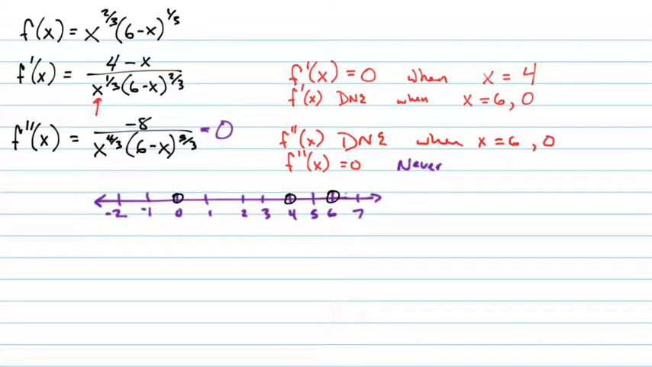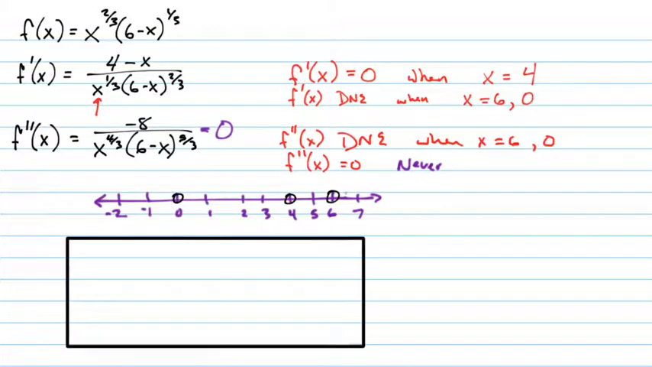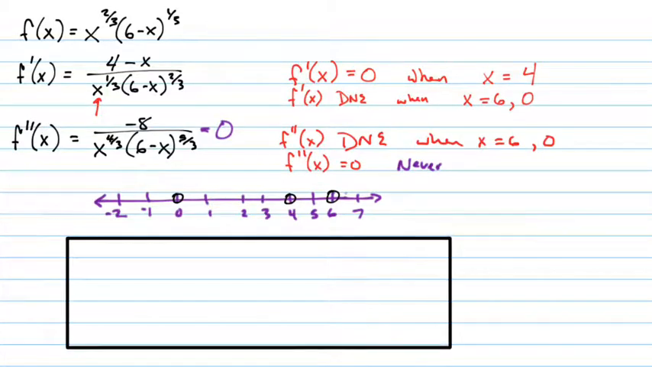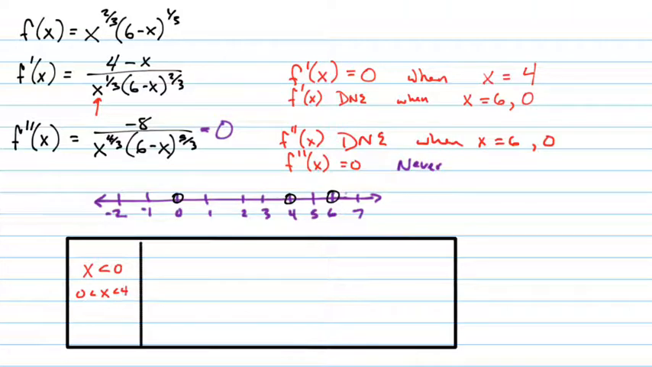Now the book sets up a table, and I think this is a really nice way to do it. The first interval is when x is less than 0. Then we have between 0 and 4, between 4 and 6, and greater than 6.